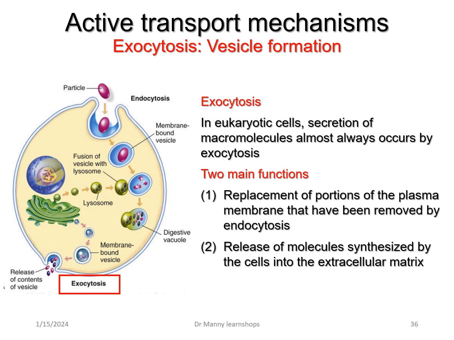Exocytosis also involves vesicle formation. In eukaryotic cells, the secretion of macromolecules usually occurs by exocytosis. The two main functions of exocytosis are replacement of portions of the plasma membrane that have been removed by endocytosis, and the release of molecules synthesized by the cells into the extracellular matrix. For example, it could be waste products being released into the extracellular compartment.